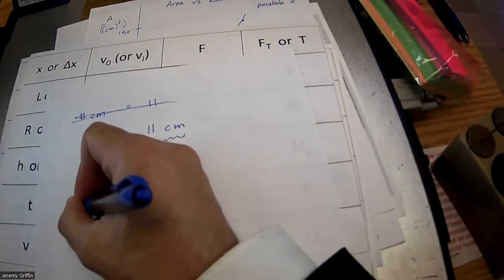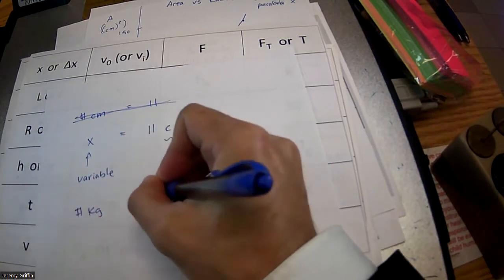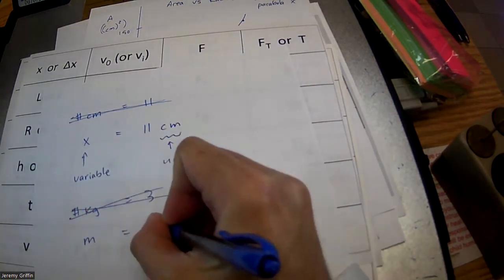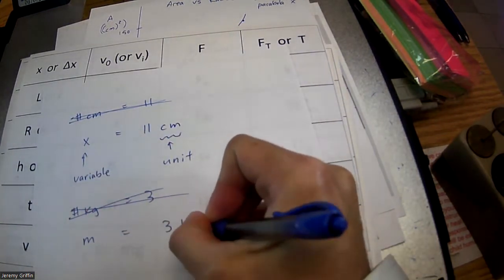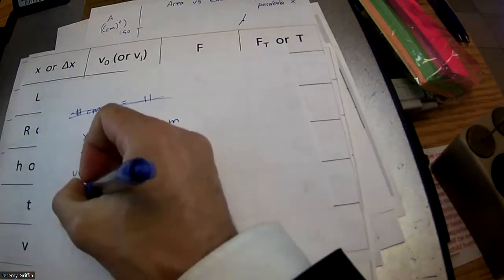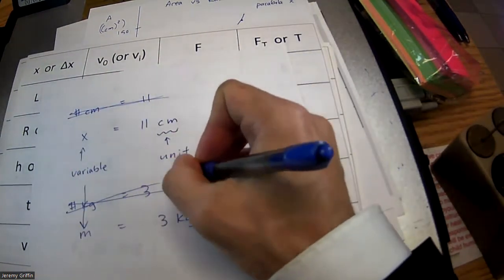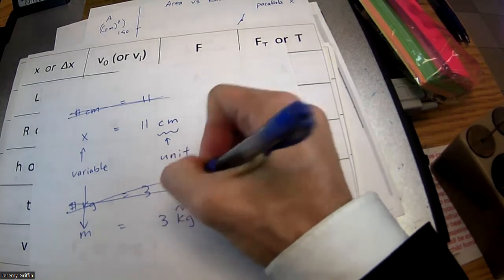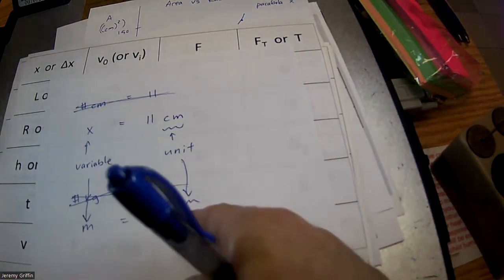What do you want to say? The number of kilograms equals 3? Is that what you want to do? You want to say mass equals 3 kilograms. Bing! Look at that. Variable, unit, kilograms is the unit. Right? You guys see how it's working? Right, so the variable equals some number of a unit.